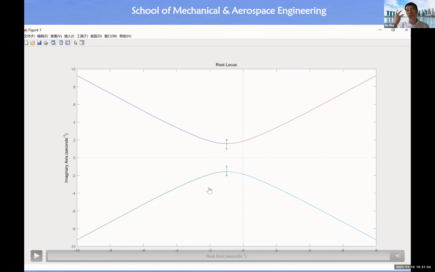Then we want to know what is the response of this view. Okay, now we want to improve it. Now you see, in my mind, this is my preferred location of a loop. I want the root of the denominator of the closed loop control system to be here. This is my preferred value. Then go ahead to design a PD controller or lead compensator, then do a comparison.